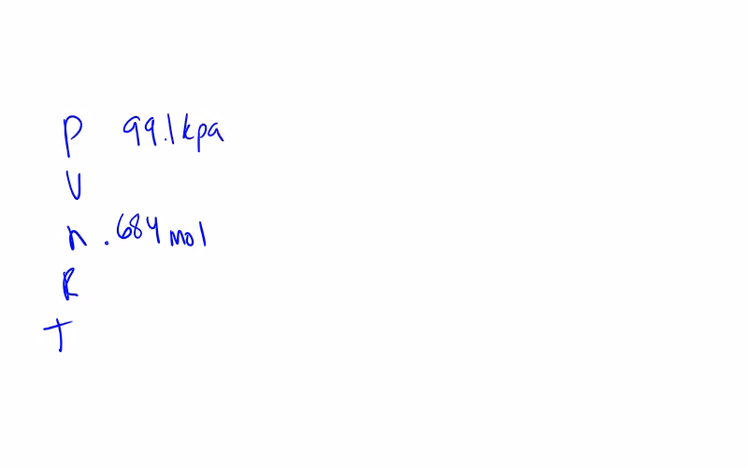Alright, so now that you have finished number 3 on your own, let's do it together. It says, what volume is occupied by, let me go ahead and write this down as I'm talking, PV equals nRT, is occupied by 0.684 moles of a gas at a pressure of 99.1 kPa, a temperature of 9 degrees Celsius, so they gave us 9 degrees Celsius. We got to convert that to Kelvin, which is going to be 282 Kelvin. Mark that out. And they want us to find the volume.